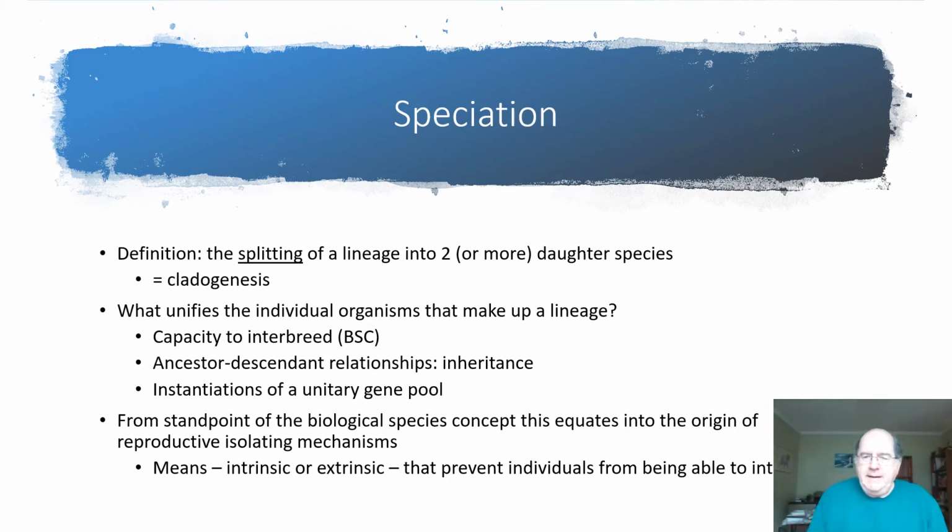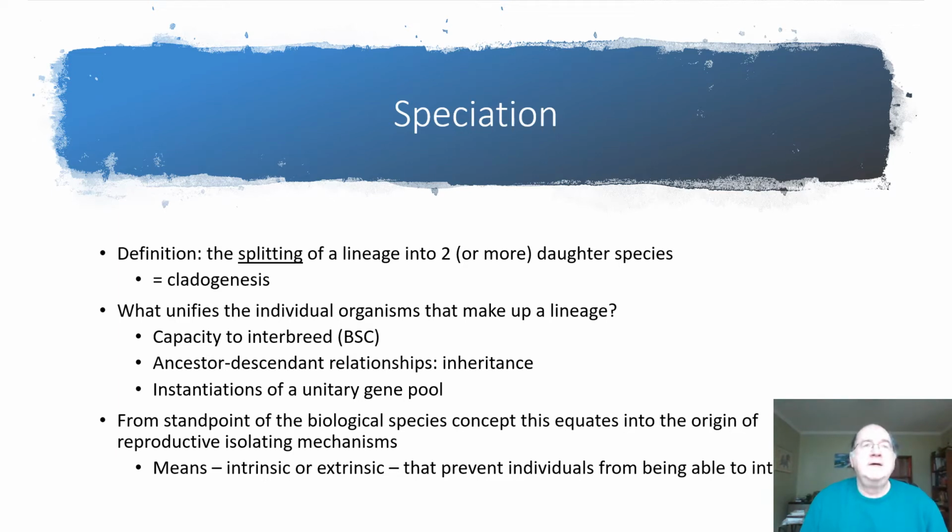If you're an adherent to the biological species concept, this means that there is some sort of mechanism that interferes with the ability of individuals to interbreed. And collectively, these things are referred to as reproductive isolating mechanisms. Now, I'll give you a bit of caution about the concept of reproductive isolating mechanisms. You will run across that term quite a bit in the literature.